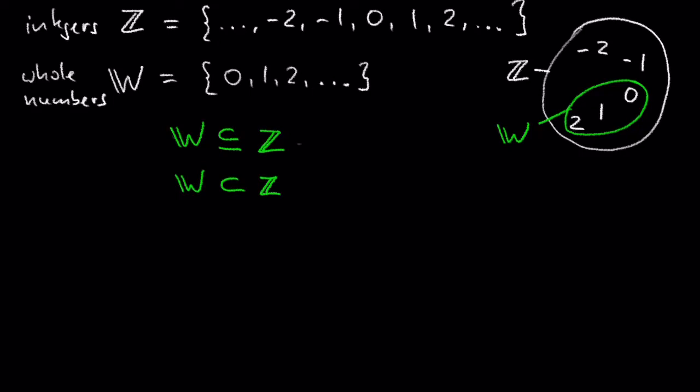Another example is that the set of natural numbers, whole numbers, integers, rational numbers, and irrational numbers are all considered subsets and even proper subsets of the set of real numbers.